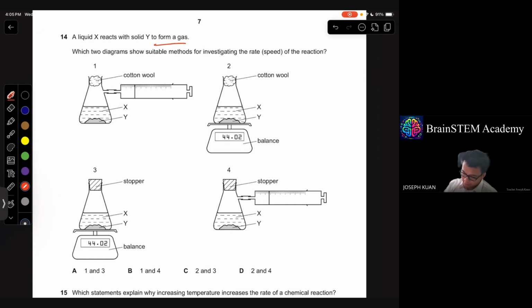The key point here is that it forms a gas. So we can do the mass loss method or the gas change volume recording method. So the best answer here is 2 and 4.